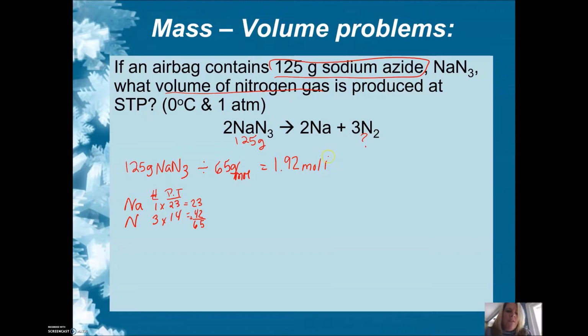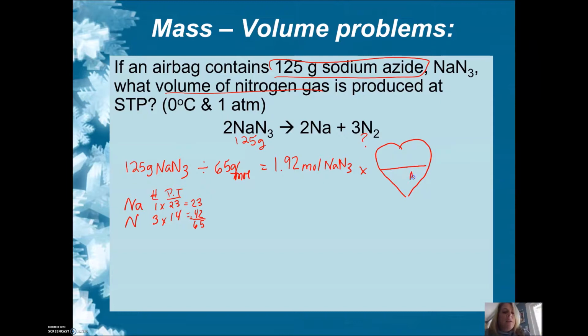Because there are 3 significant figures in this problem, we'll stick with that. But you know how I feel about significant figures. NaN3. Okay, so that's what we have. So next step is the heart of all stoichiometry problems, our mole ratio.